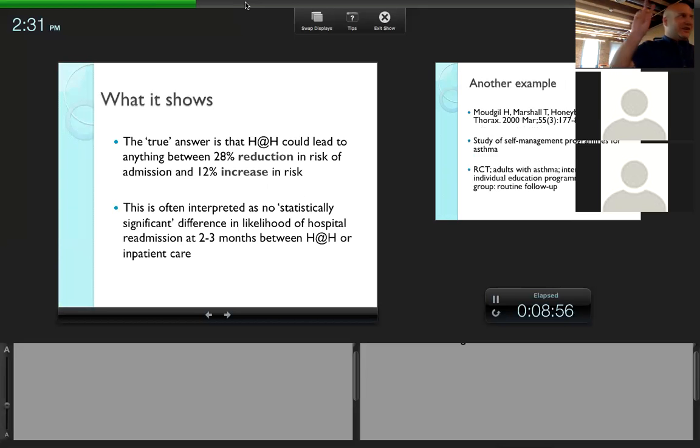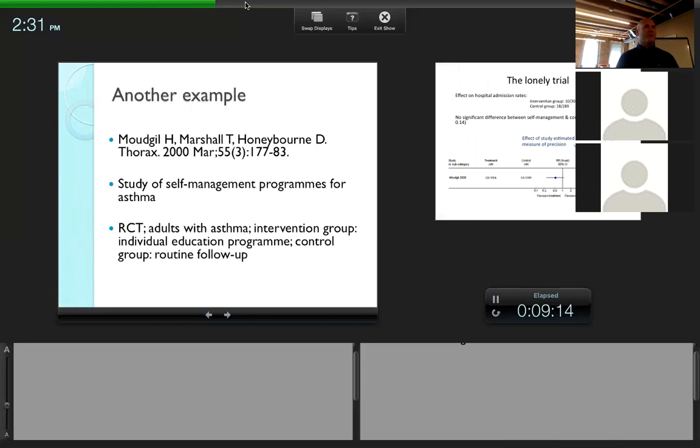So the true answer, depending on the quality of these included studies, is that the hospital at home could lead to anything between a 28% reduction and a 12% increase. That would often be interpreted as no statistically significant difference in the likelihood of hospital admission at 2 to 3 months between the two interventions.